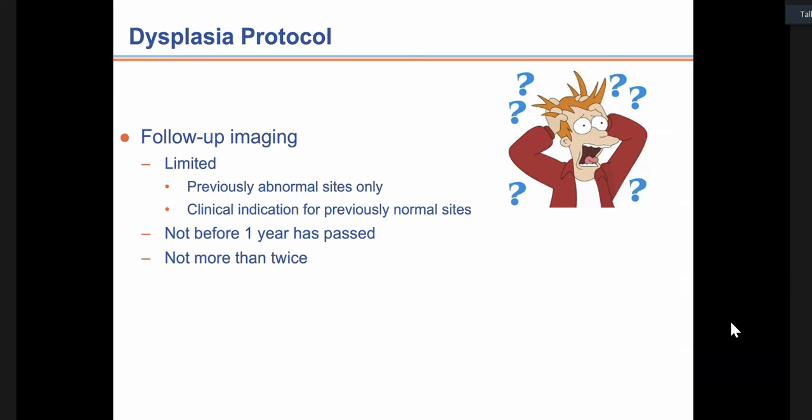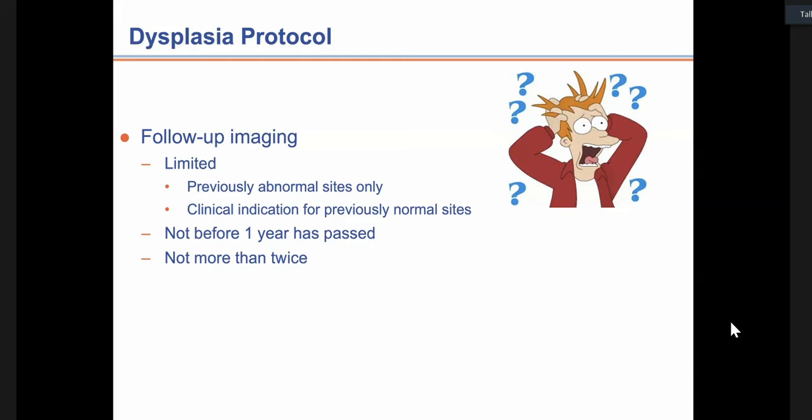Now, there are occasions where you have all of this in front of you and you're pulling your hair out. You have no clue what the condition is. And we have this instinct of, all right, I'll image again. Fair enough. Sometimes you may want to image again, but this follow-up imaging should be limited. There is no point imaging sites that were previously normal unless there's a clinical indication. So restrict yourself to areas that were previously abnormal.